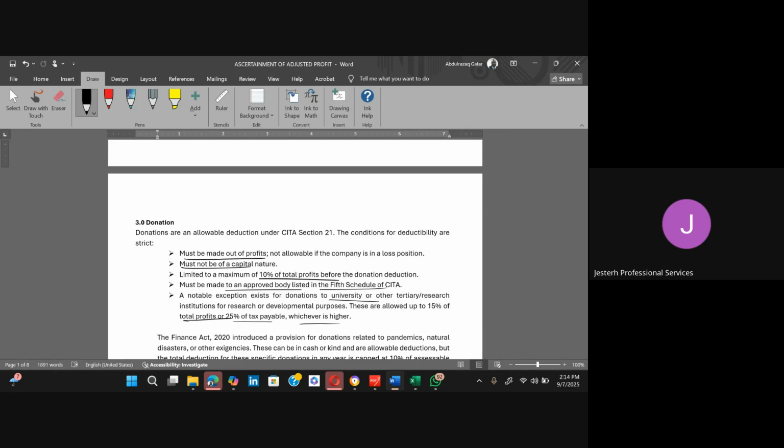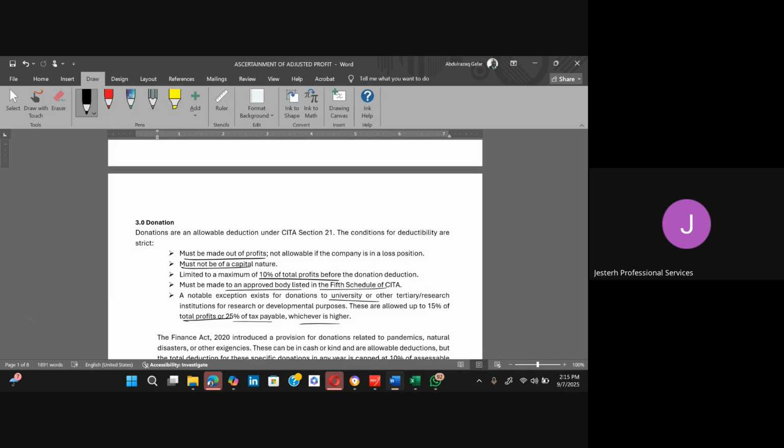The donation is supposed to be capped at 10%, but there is an exception for tertiary institutions. When you are making a donation to a tertiary institution or to a research institute, you can be allowed to donate up to 15% of your total profits or 25% of the tax that you are supposed to pay to the government.